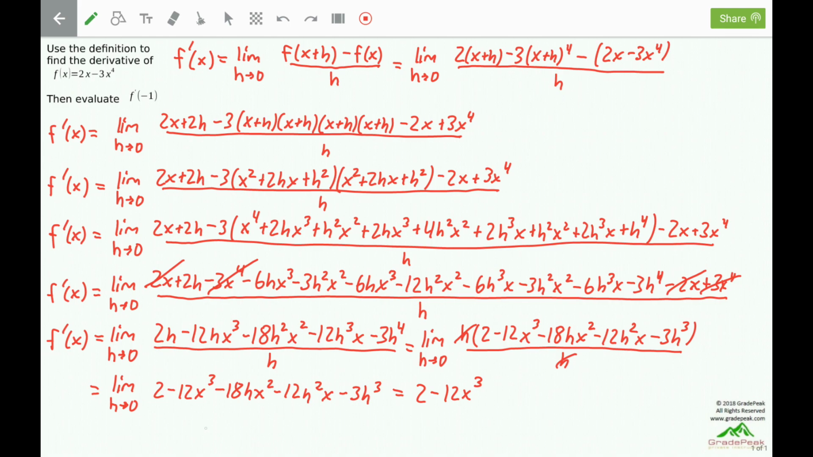The only thing left to do is to evaluate this at -1. So we can plug in -1 for the x, and we will have 2 minus 12 times -1 cubed. -1 cubed is -1 times -1, which is +1, but then times one more -1, which goes back to a -1. A -12 times a -1 is a +12. 2 plus 12 is 14.